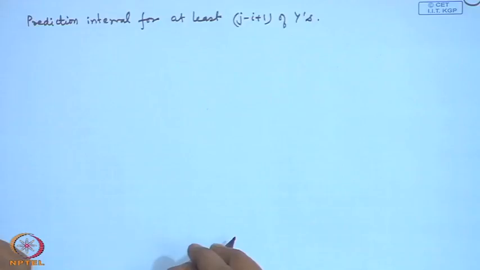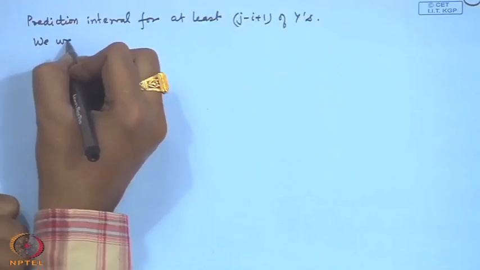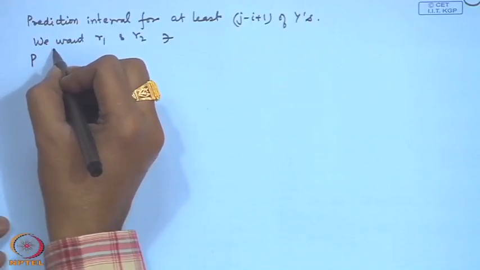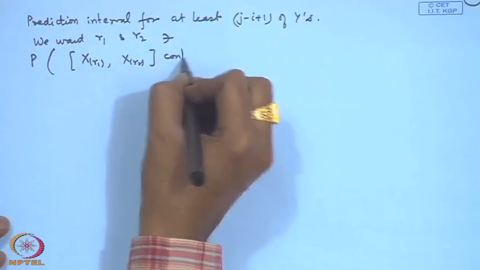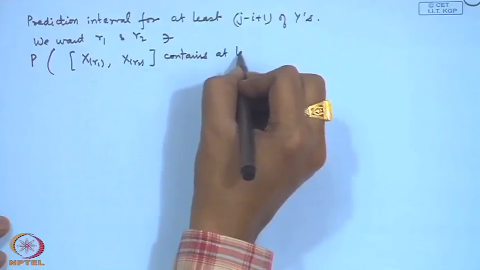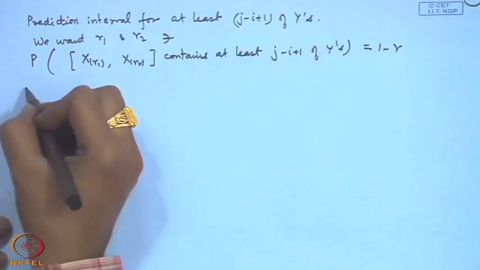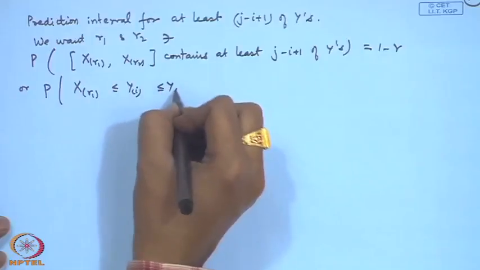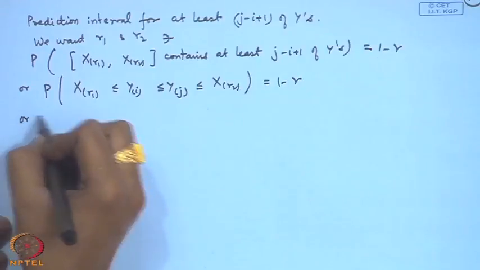Similarly, we can consider the prediction interval for at least j minus i plus 1 of the y's. So we want r1 and r2 such that the probability that the interval x_{r1} to x_{r2} contains at least j minus i plus 1 of the y's is equal to 1 minus gamma. That is, the probability that x_{r1} ≤ y_i ≤ y_j ≤ x_{r2} is equal to 1 minus gamma.